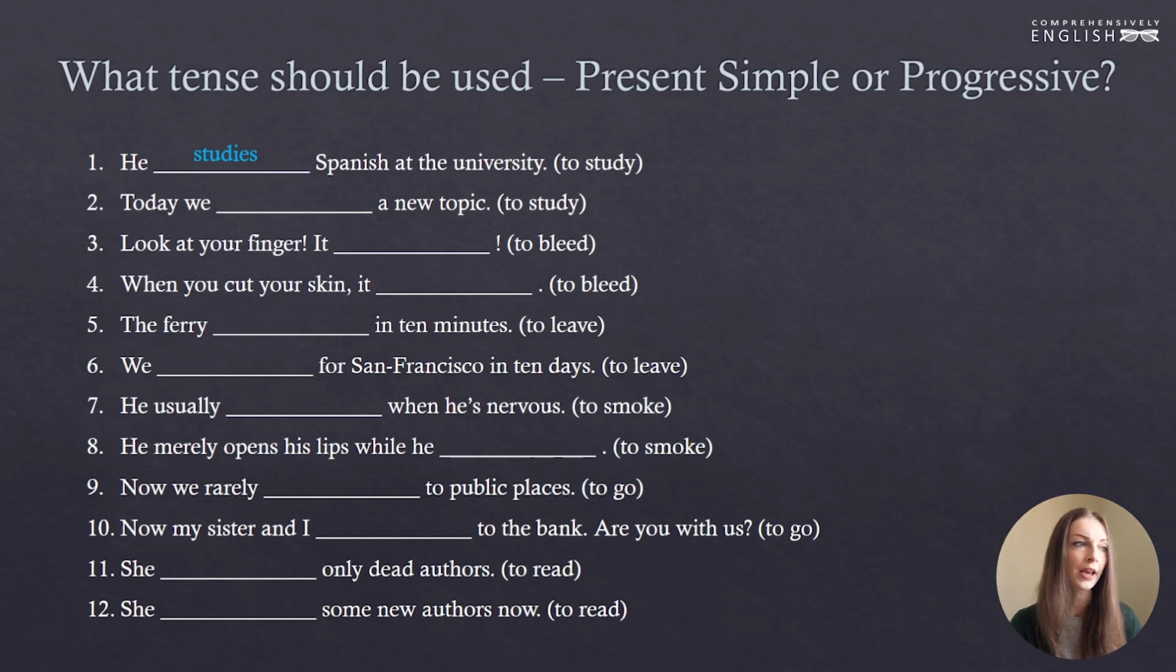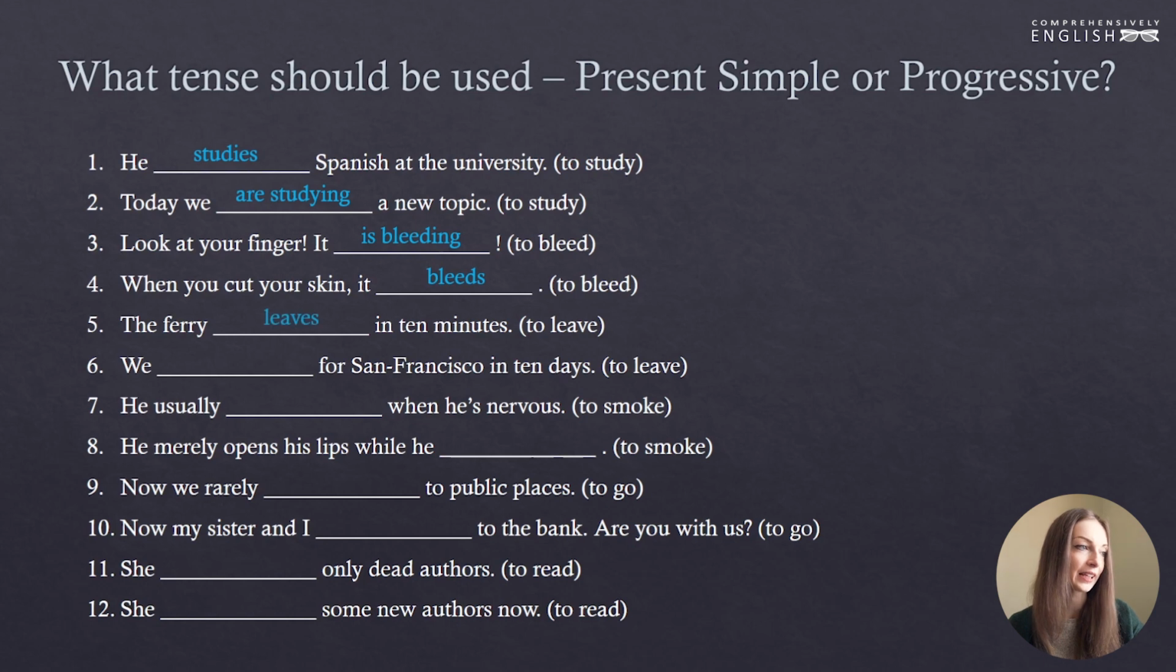Number 2, today we are studying a new topic because that's what's going on today. It's a temporary situation. Look at your finger, it is bleeding now. When you have a sentence like that, look at something. That means that you're talking about a situation that is happening right here and right now. It is bleeding now. When you cut your skin, it bleeds though. Why? Because here we speak about effect.